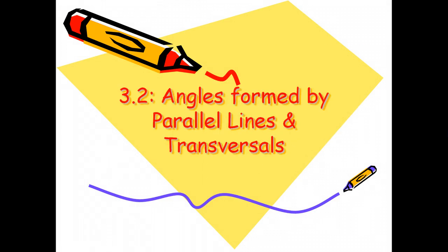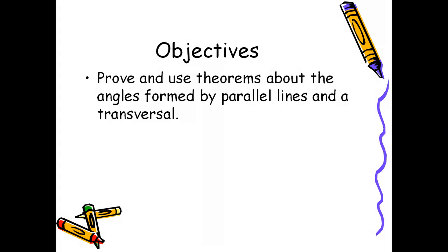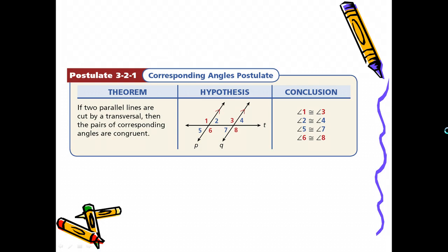This is lesson 12, which is 3.2 in the textbook, Angles Formed by Parallel Lines and Transversals. The objectives are to prove and use theorems about the angles formed by parallel lines and a transversal. And we start with a postulate, 3-2-1, which is the corresponding angles postulate. If two parallel lines are cut by a transversal, then the pair of corresponding angles are congruent.